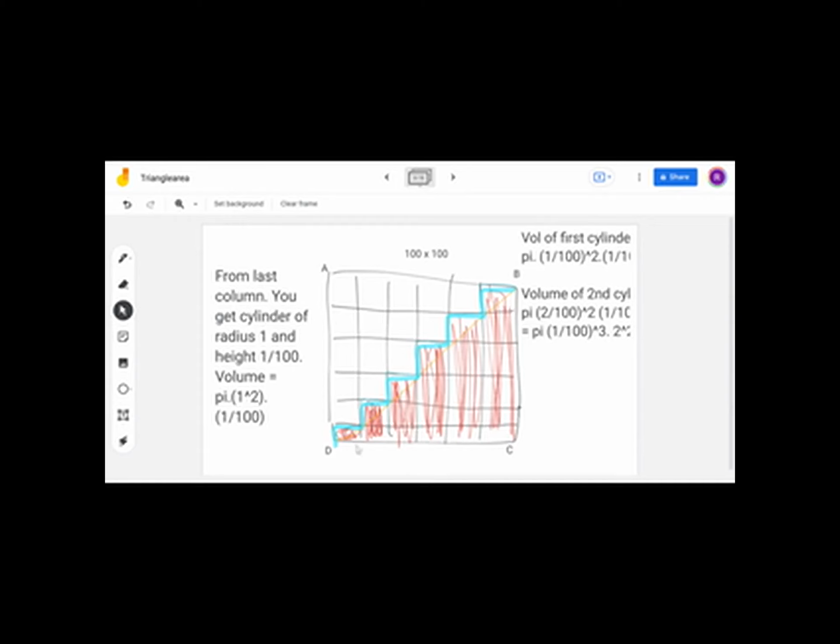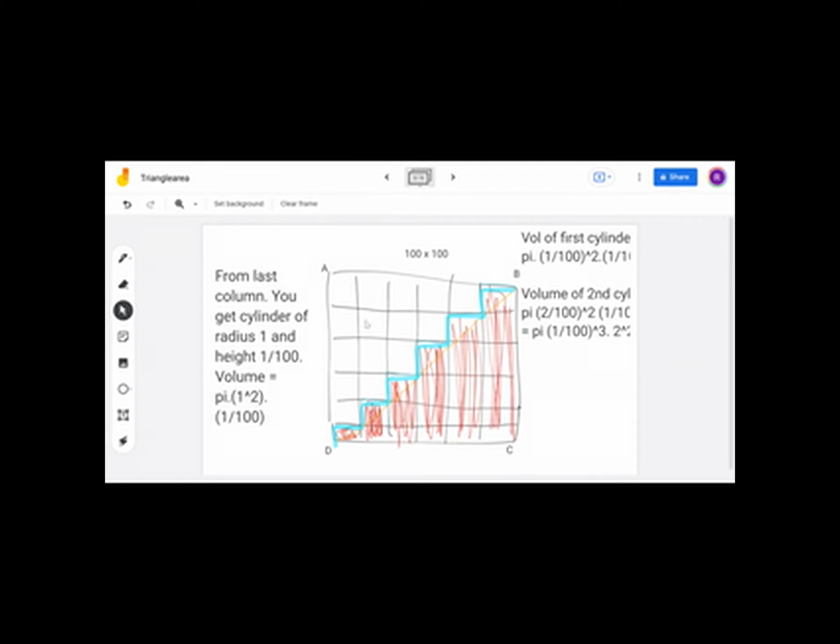Are you going to get the volume of this cylinder when you rotate this square ABCD around DC, or the triangle around the DC? Which one will you get? ABCD. So if I rotate ABCD around the axis CD, I will get a single cylinder.